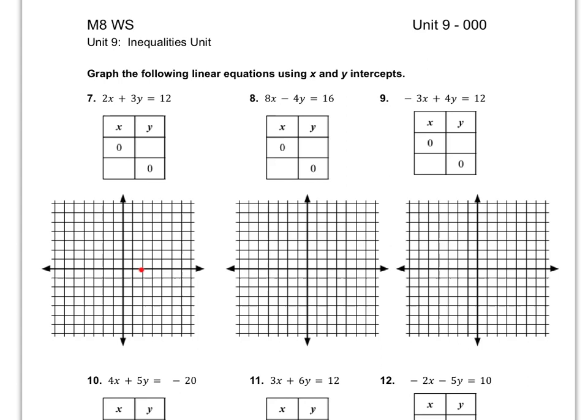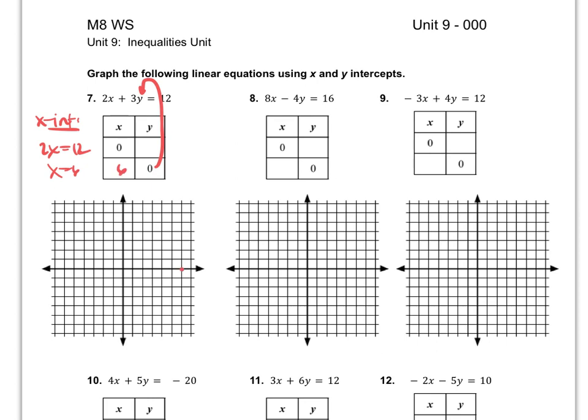So an x-intercept means it's on the x-axis, which means it's not up or down, so my y value is 0. So if I were to take this 0 and plug it in for y, what would happen is I would get a mini equation that would say 2x equals 12, because if I were to do 3 times 0, that would go away. Divide both sides by 2, and I would get x equals 6. So I get an x-intercept of 6, 0.